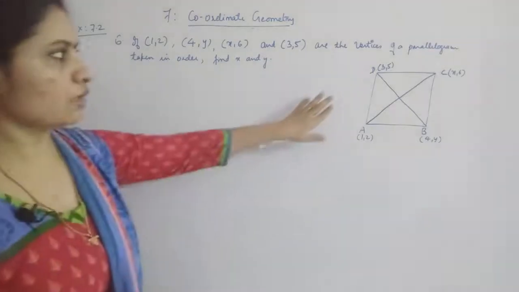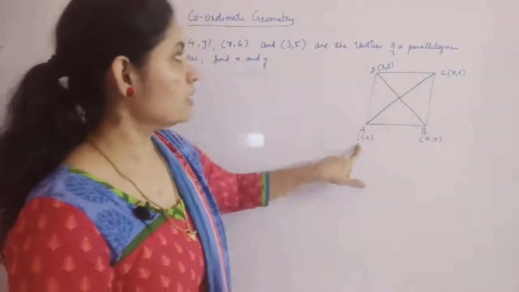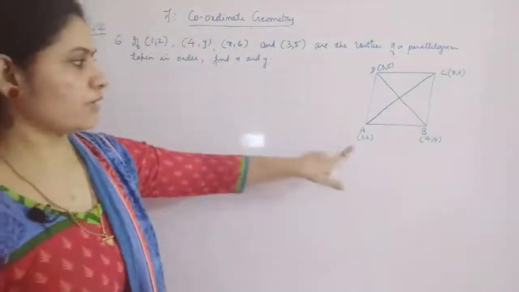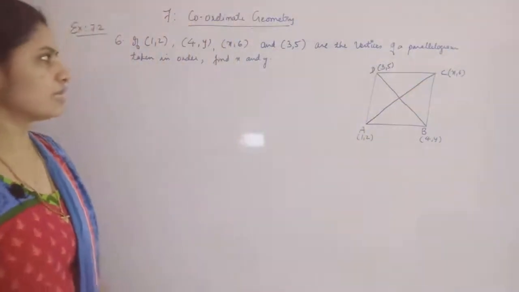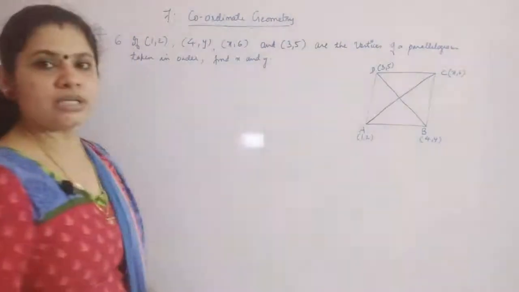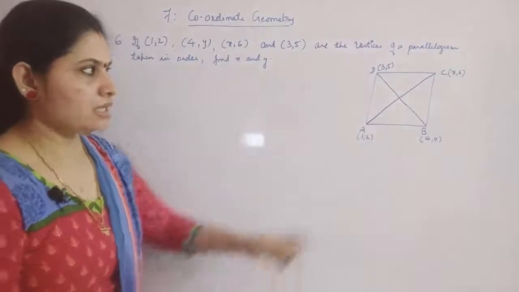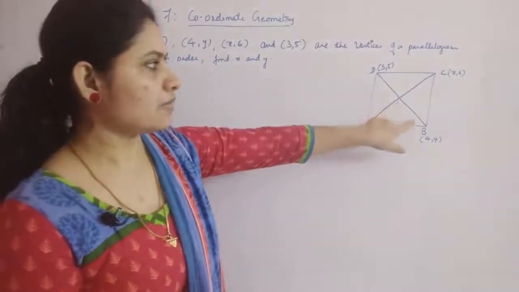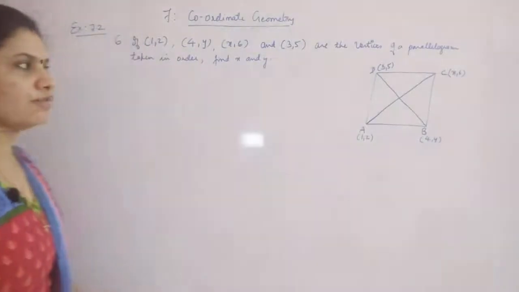So I have drawn the figure of a parallelogram in which, taken in order A, B, C, D, are the points given: (1, 2), (4, y), (x, 6) and (3, 5). We have to find out what x and y are. For that, the concept which we know is that the diagonals of a parallelogram bisect each other. That means the midpoint of AC will be the same as the midpoint of BD. Using that concept, we will find the values of x and y.